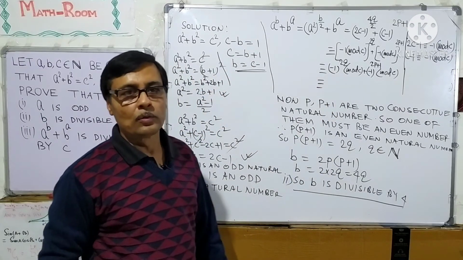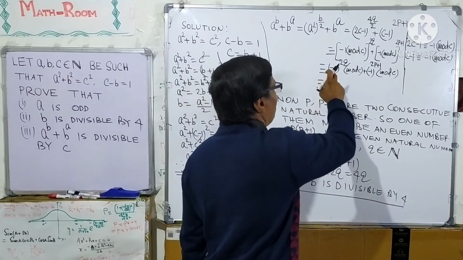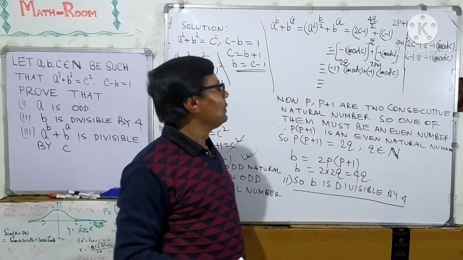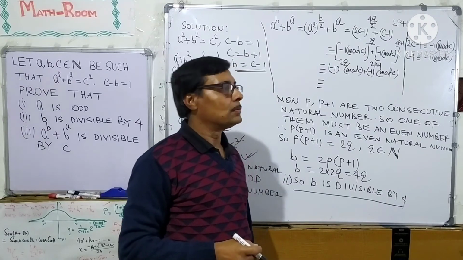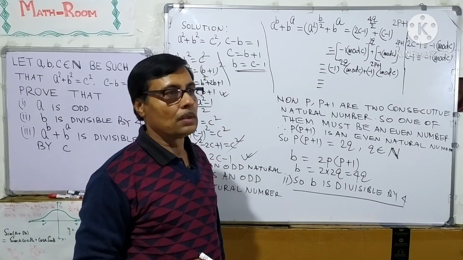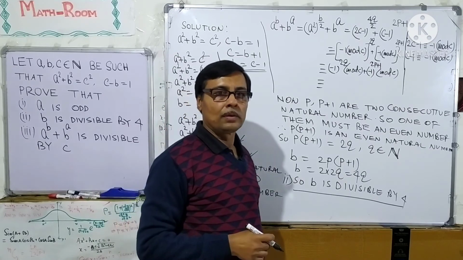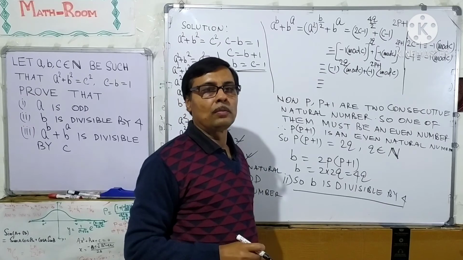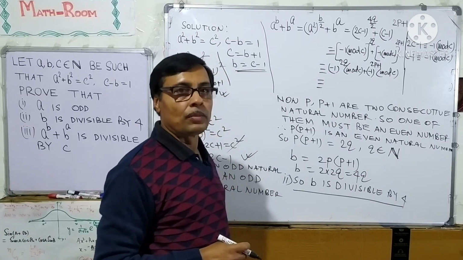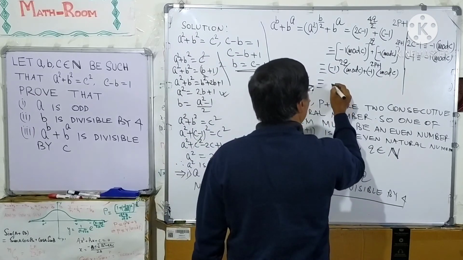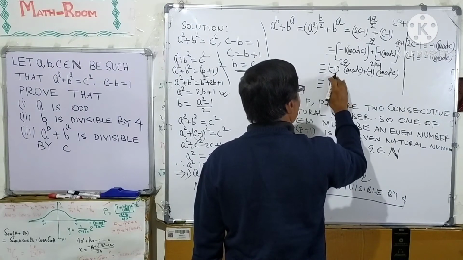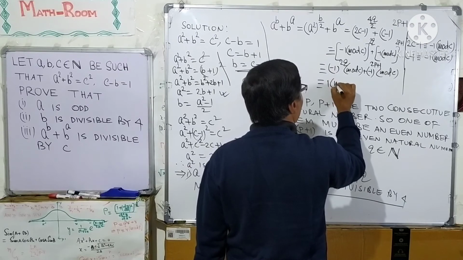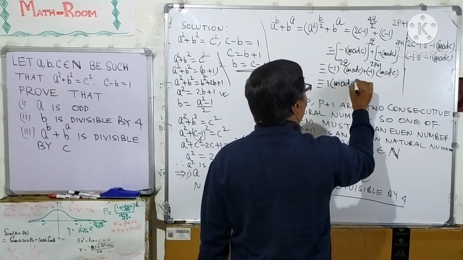Minus 1 to the power 2q, that is minus 1 with an even power. Any negative number whose power is an even number has a positive value, so minus 1 to the power 2q would be plus 1, that is 1 modulo c.